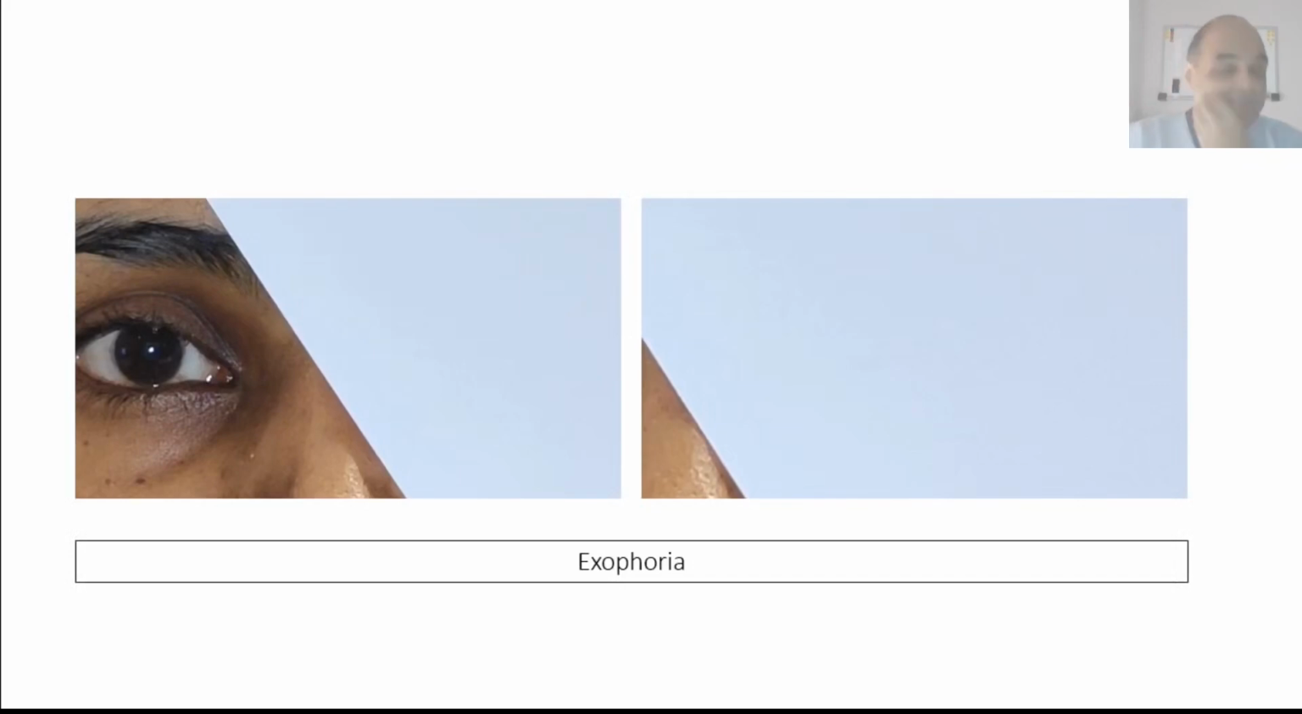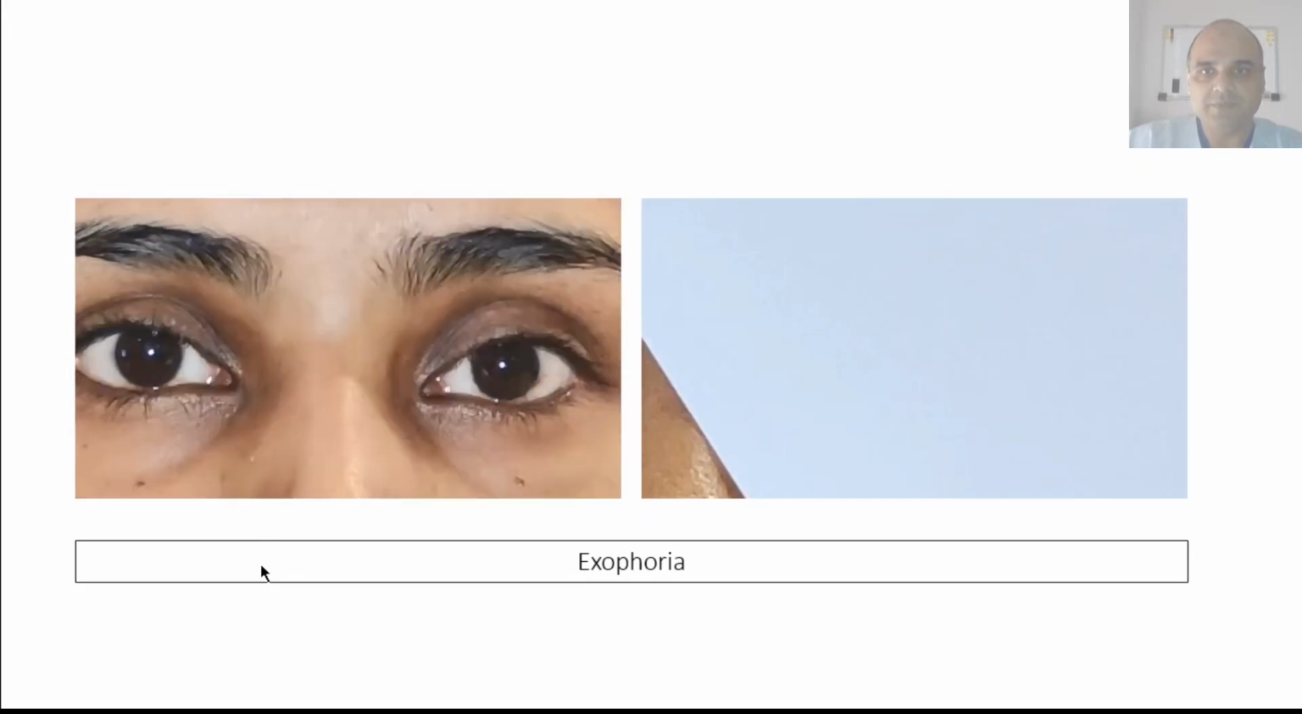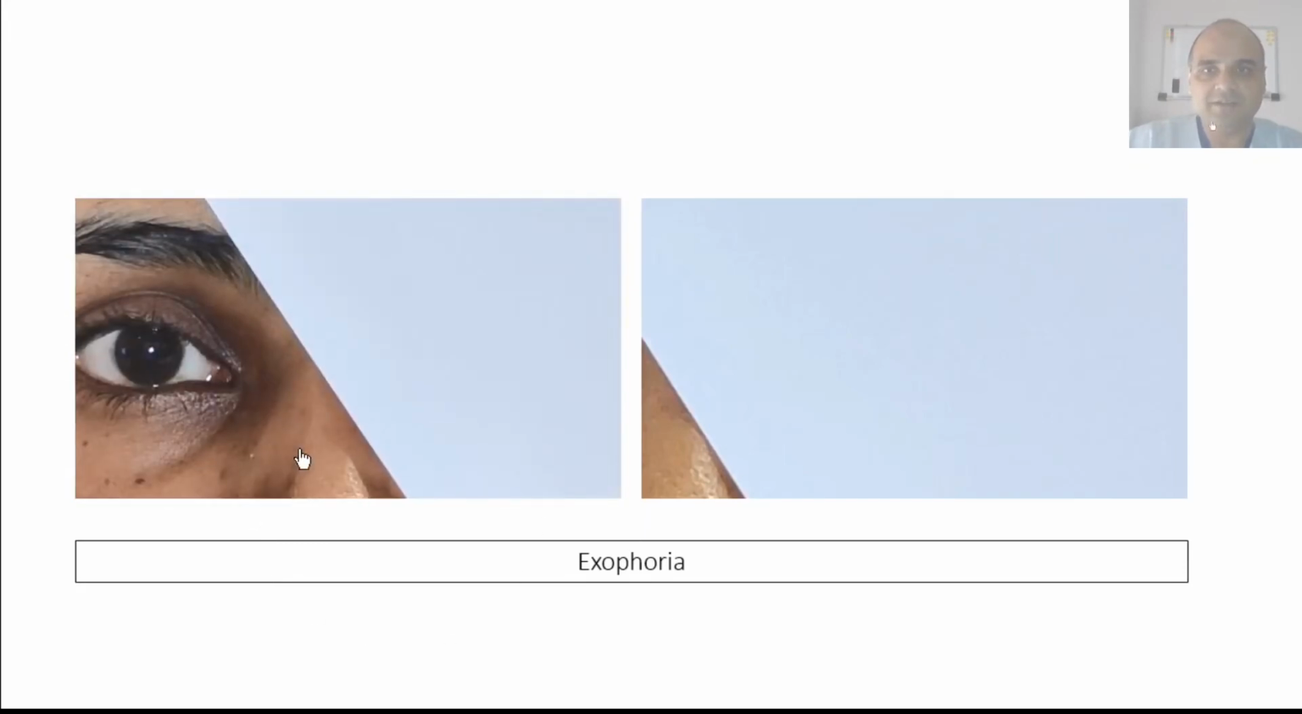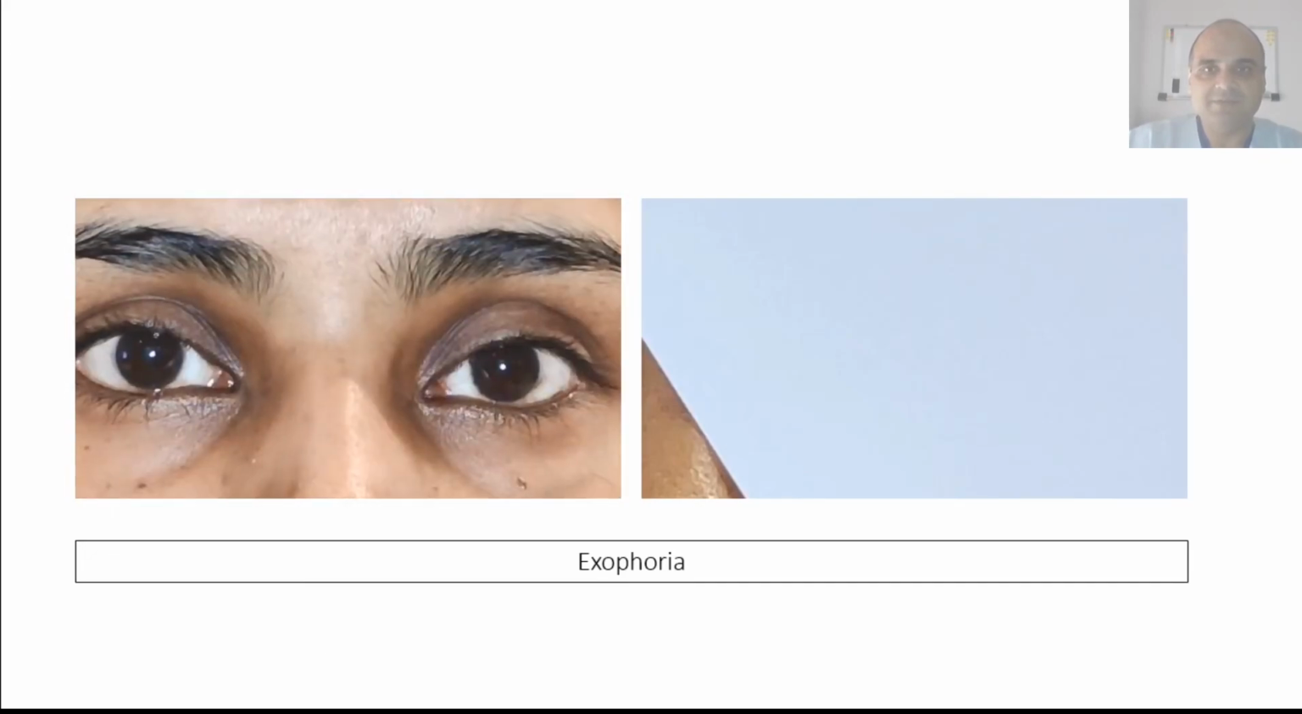So I'll just show you some videos showing exophoria, and this is a normal speed video and then a slow-mo video. So we'll see a normal speed video and see if you can pick up what I'm talking about. Wait for it. Did you see that? Let's see it once more.